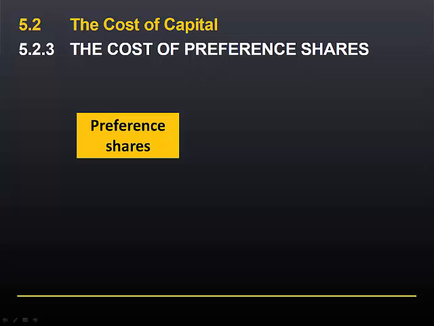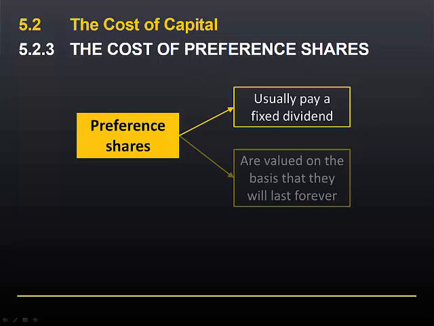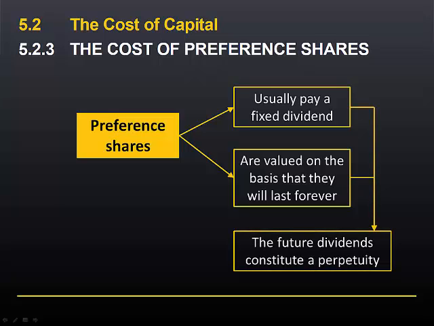And in order to determine the price of a security, we need to take into account the specific characteristics of the cash flows that will flow from owning that security. In the case of preference shares, they usually pay a fixed dividend, and they are valued on the basis that they will last forever. The implications of these two facts about the future dividends flowing from a preference share is that the future dividend stream constitutes a perpetuity.